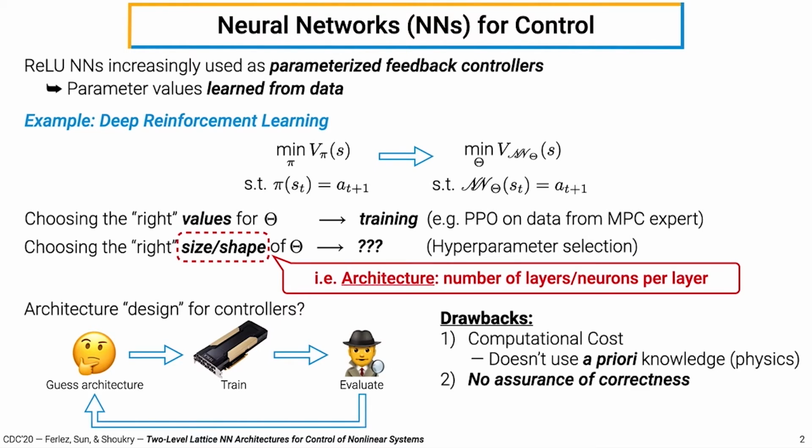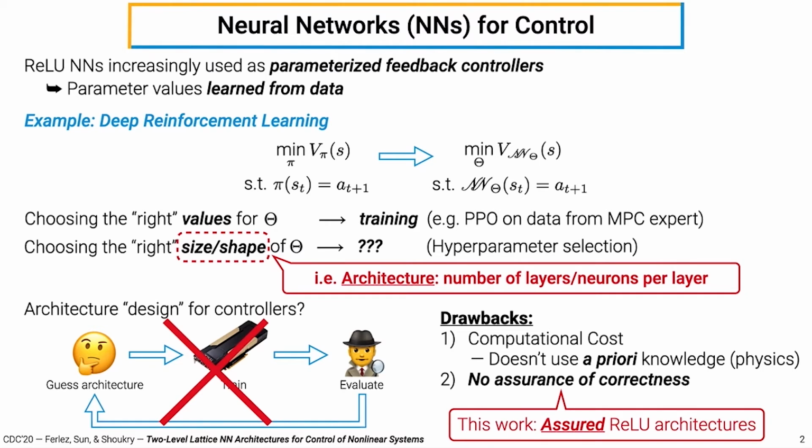This design methodology comes with some serious drawbacks, one of which is computational cost, which is in part because it doesn't easily use a priori knowledge about the plant we're trying to control, such as from its physics. But second, and more importantly, this comes with no assurance of correctness. In particular, this methodology gives no guarantee that a particular architecture will eventually lead to a closed-loop controller that has some adequate performance. So it's this second point in particular that we're trying to address with this work. We want to generate ReLU architectures that come with some assurance about their performance in closed loop.